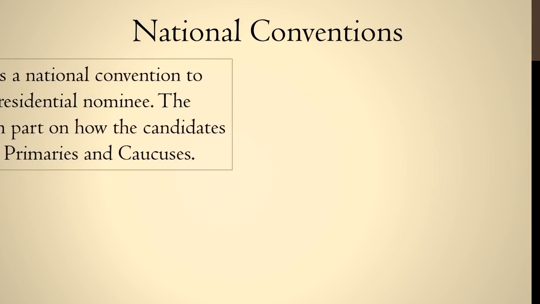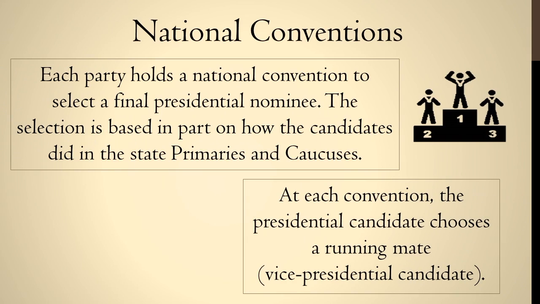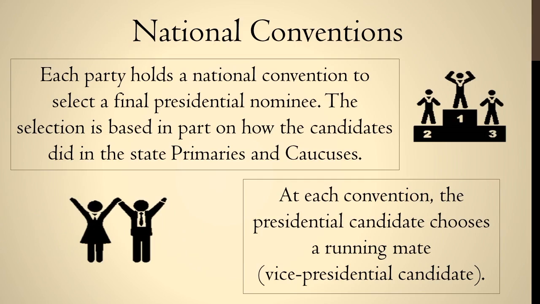Each party holds a national convention to select a final presidential nominee. The selection is based in part on how the candidates did in the state primaries and caucuses. After being nominated, each party's candidate selects a running mate who will become the vice presidential candidate.